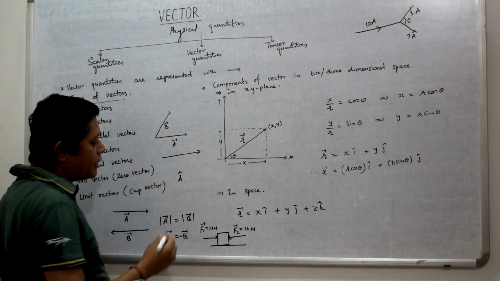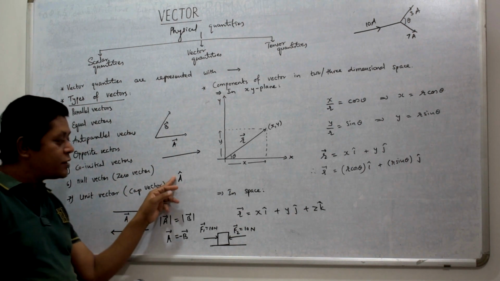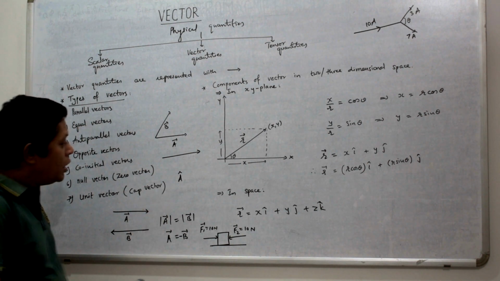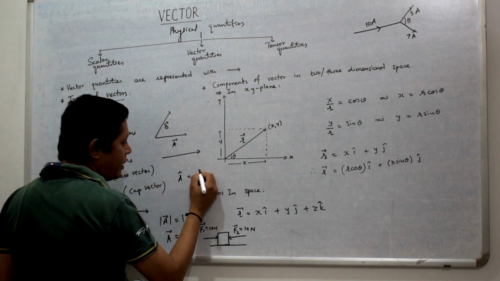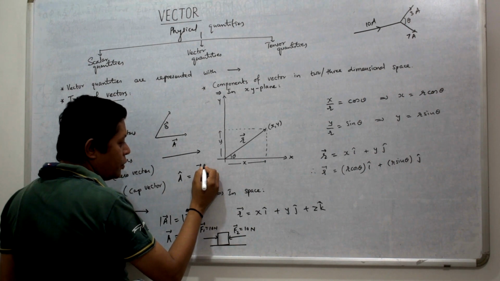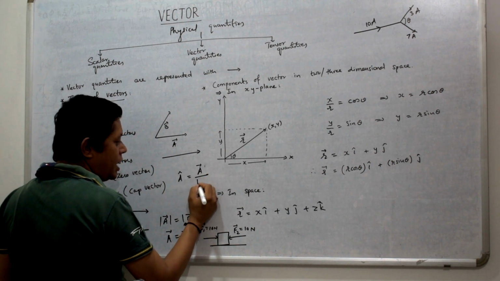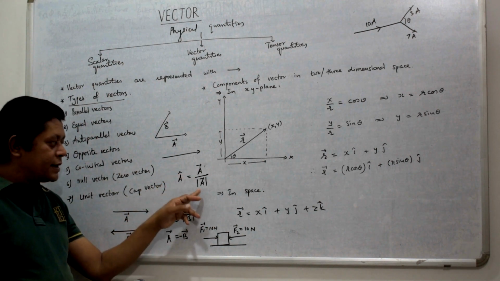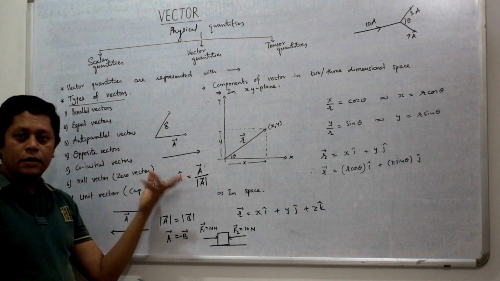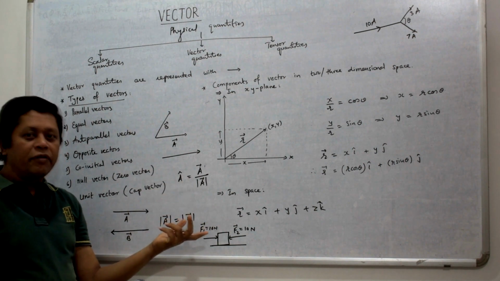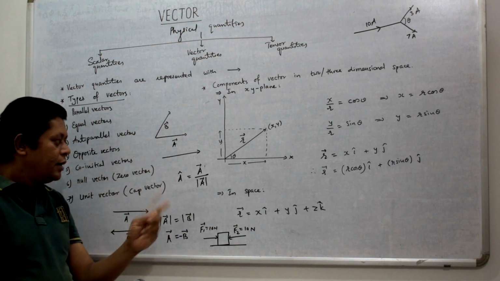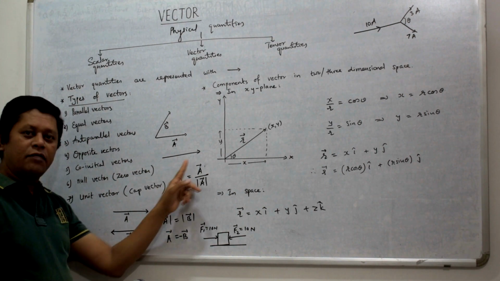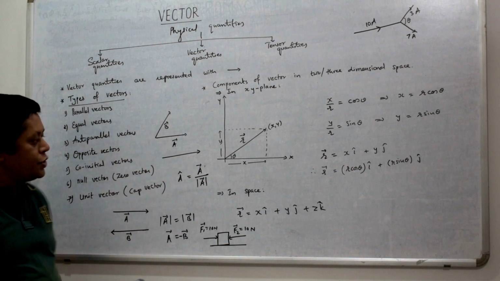Next is the unit vector, also called the A cap vector. If I want to represent unit vector A, it is represented with vector A with a cap above it. It shows that it is a unit vector. What is the meaning of this? A unit vector is a vector having a magnitude of 1 unit. Suppose this is any vector A, if I divide it by its magnitude, the ratio is 1 and the direction is the same as that of vector A.